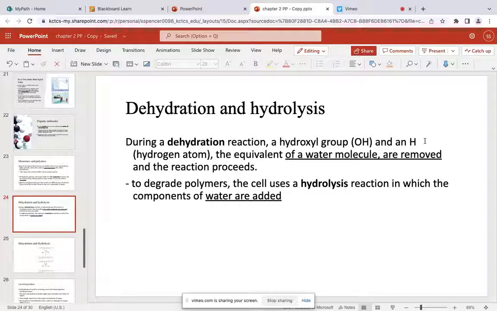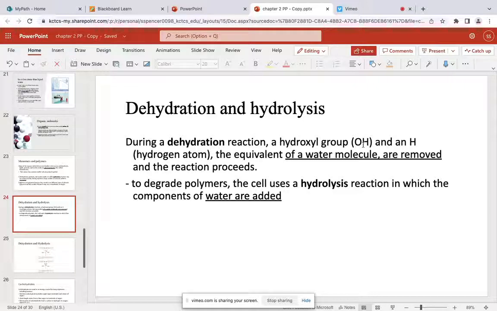And why does that make sense? Because you're losing H2O, H and another O. So you're losing water. So I think I have on the next slide an example of a dehydration reaction. Whenever we have a dehydration reaction, we form a polymer. To degrade polymers, once we have a polymer, we add in water. So we remove water in order to form a polymer, right? From a monomer to a polymer, in order to join them together, we remove water through a dehydration reaction.